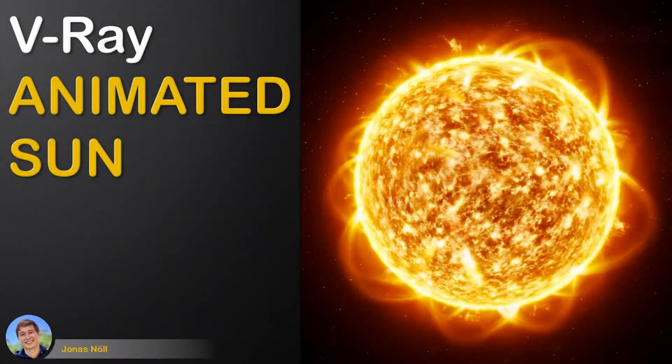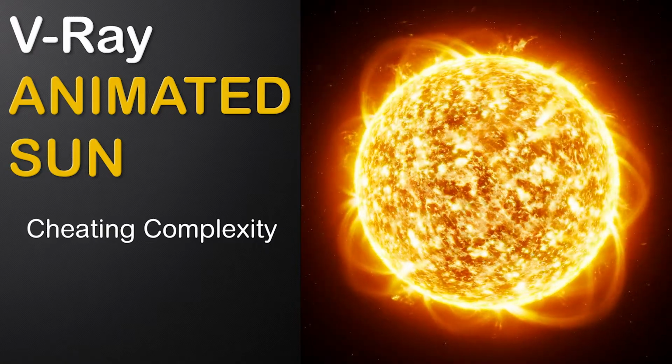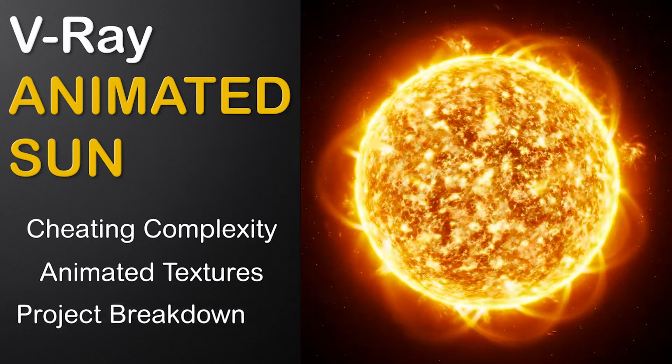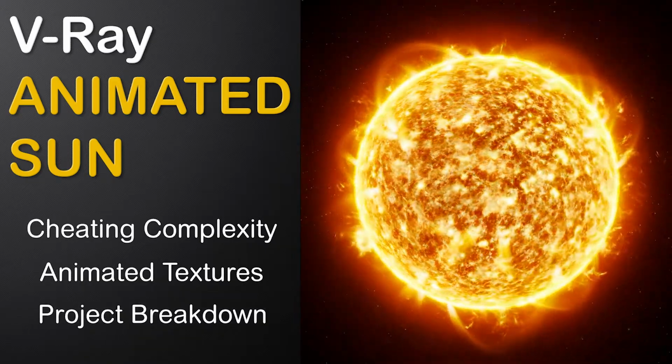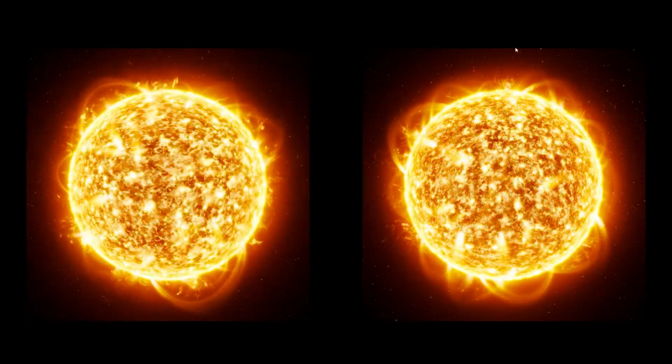Hi, in this tutorial you will learn how to use simple cheats to create several complicated looking effects by using some very simple techniques such as animated textures, simple mapping techniques, or procedural masks. We will be going through the whole project from start to finish so that you can easily recreate something like this by yourself. Okay, so let me first walk you through the finished scene.